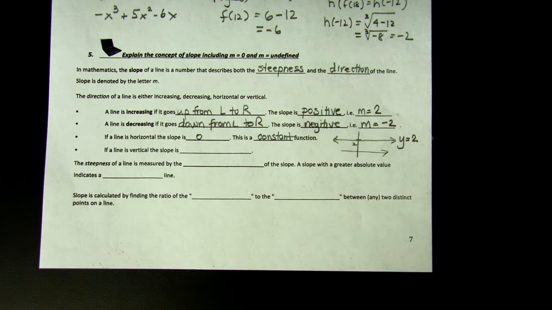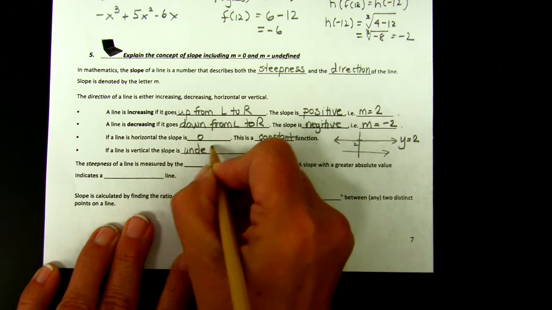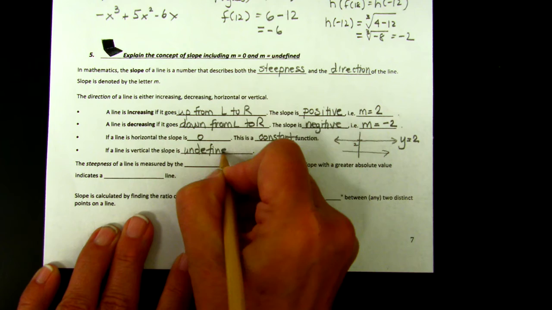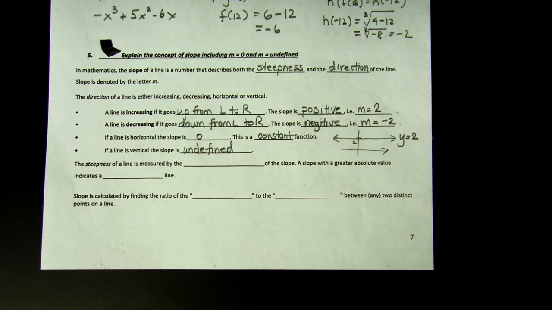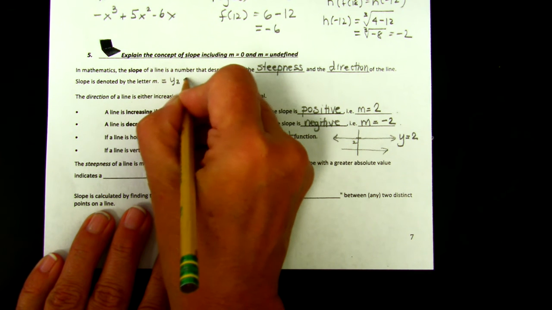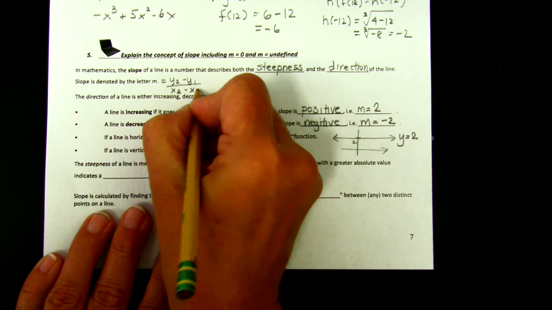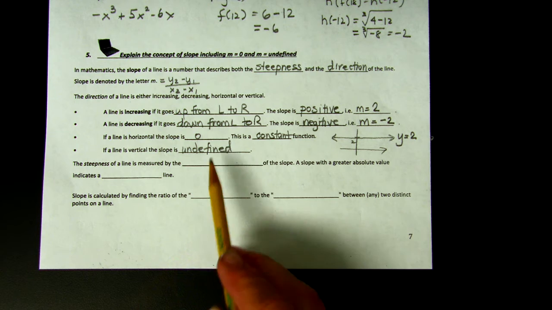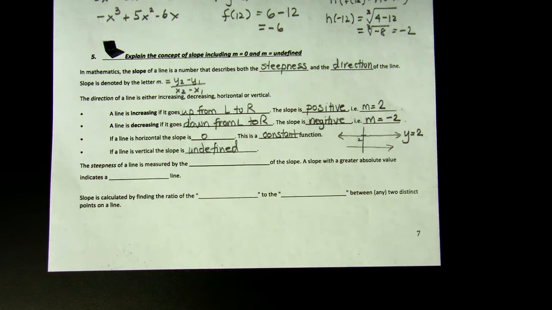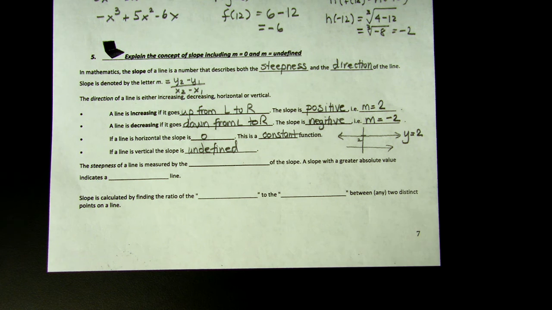Okay? If a line is vertical, the slope is undefined. Okay? And that's because of the equation that we use for slope. Okay, the equation we use for slope, if you remember, is y2 minus y1 over x2 minus x1. And when a line is vertical, these two numbers are the same. We get a 0 in the denominator of the fraction. 0 in the denominator in mathematics is undefined.